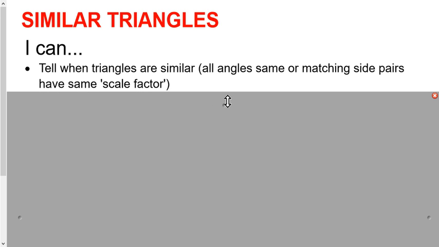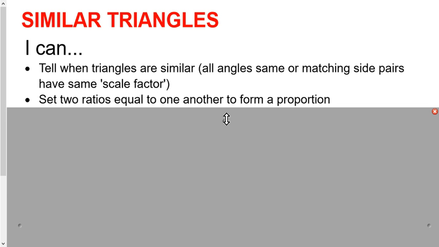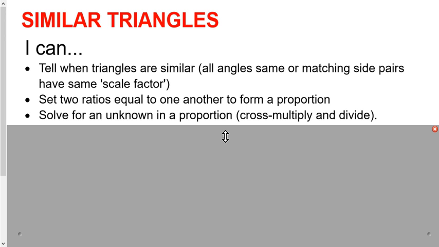To do that, all angles would have to be the same, or our matching side pairs would have to have the same scale factor, meaning to go from one triangle to the next, the matching sides would be multiplied by the exact same number. So do we have the same scale factor for matching sides, or do we have identical angles? Those would be our two criteria for similar triangles. So can you tell that? Can you set two ratios equal to one another to form a proportion? And can you solve for an unknown in a proportion by doing our cross multiply and then dividing to get our final answer?